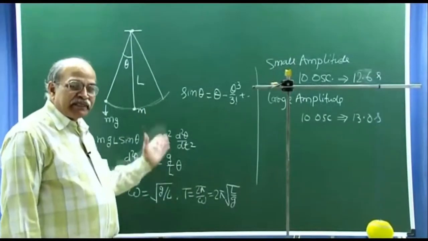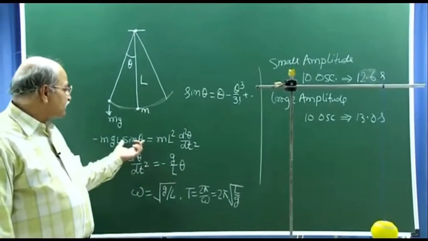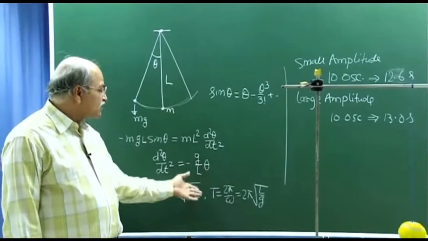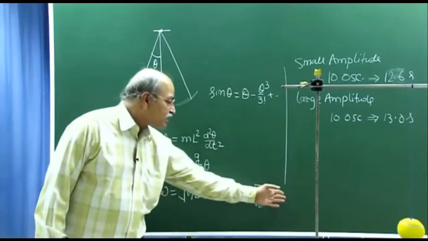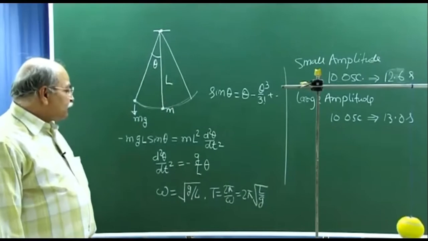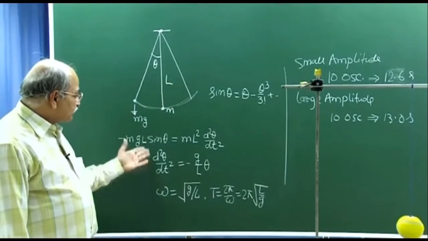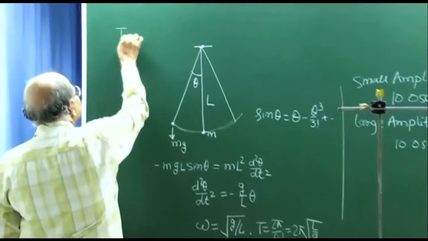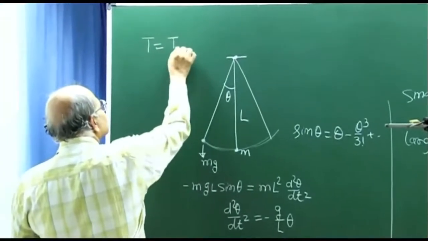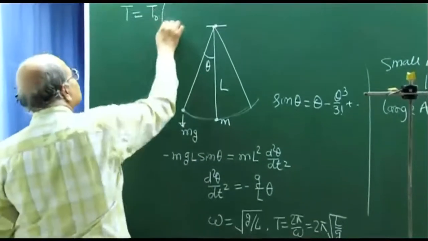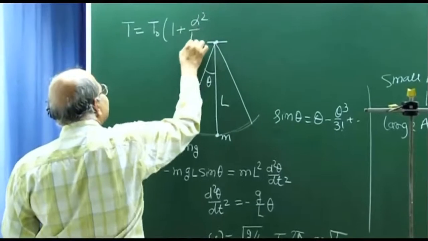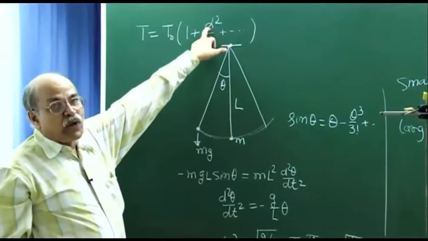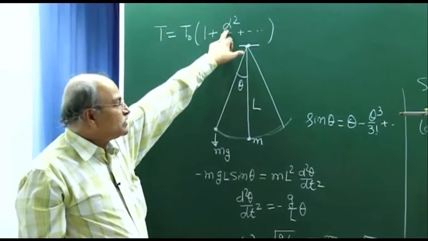So if you do a proper mathematical analysis without making this approximation that sine theta is the same as theta, you can get an expression for the time period which is a better representation. And if you do this analysis, you solve this differential equation, what you get is the time period T equals T naught, which is this, times 1 plus alpha squared by 16, and then higher powers. So if you take alpha equal to 1, what is that alpha? Alpha is the amplitude, this amplitude.